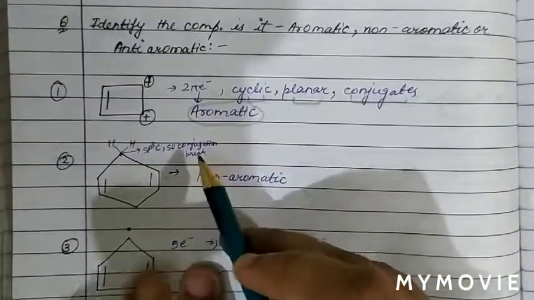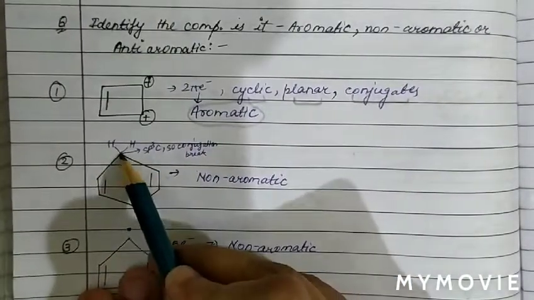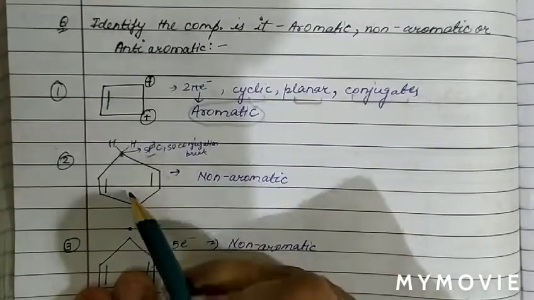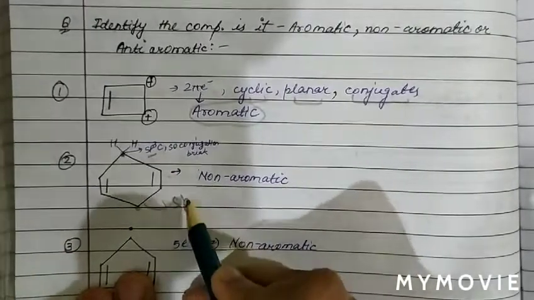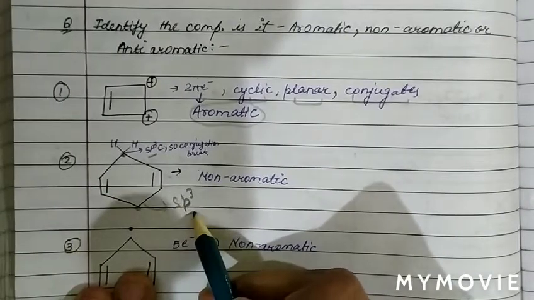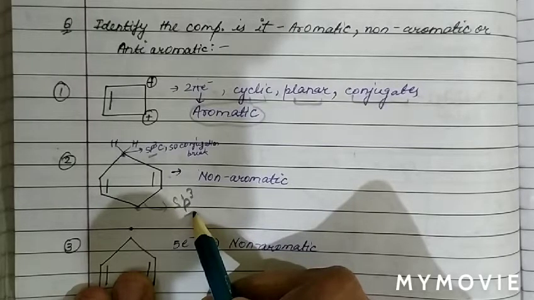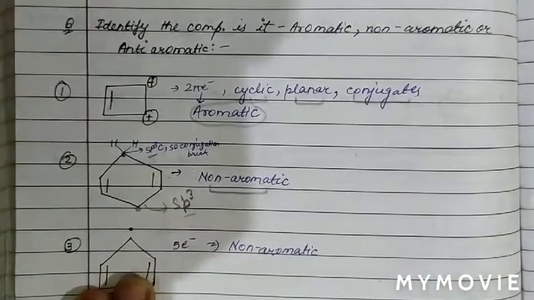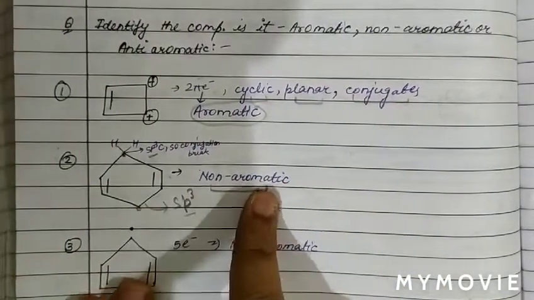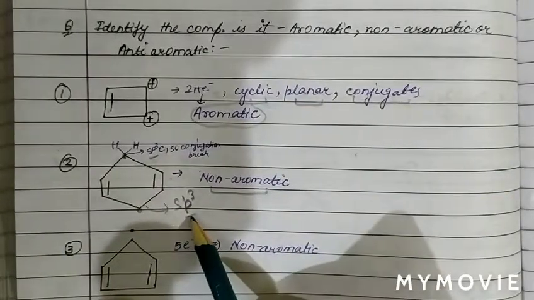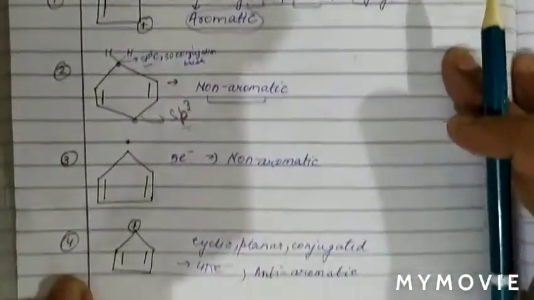Now see the next. In the next we can see this one atom and this one atom are sp3 hybridized carbon, and we know if an sp3 carbon is present, then it is non-planar. Aromatic and anti-aromatic systems are planar, while non-aromatic can be non-planar. So this compound is non-aromatic; we don't need to check any condition because this compound is non-planar. Now see the next question.